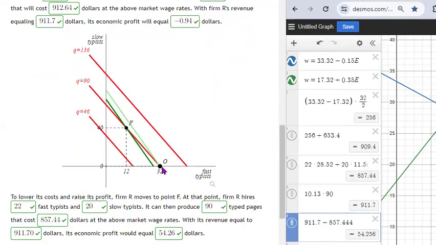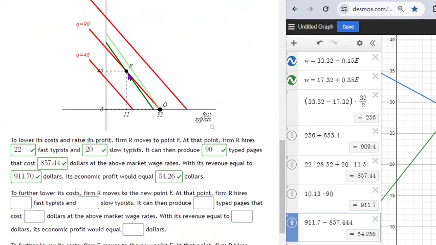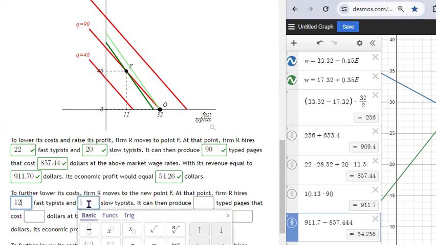Okay, so as we move up this isoquant line, this red one, we're lowering our cost and raising our economic profit. So now the point F is shifted further up the red line, right? Further up the quantity equal 90 isoquant line, right? So now from O it moves to the new point F. At that point, firm R hires 12 fast typists, right? 12 fast typists and 40 slow typists.